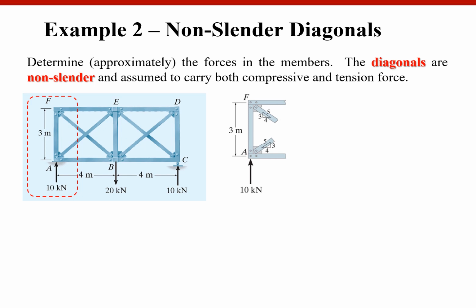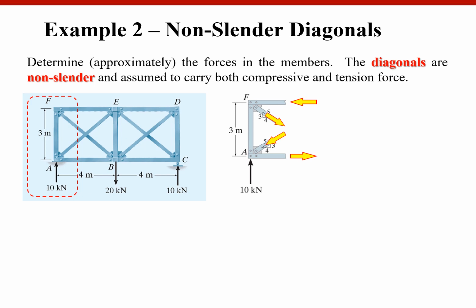Okay, we made an imaginary cut here. Once again, by now you have calculated your reactions. Now we have 1, 2, 3, 4 unknown member forces.